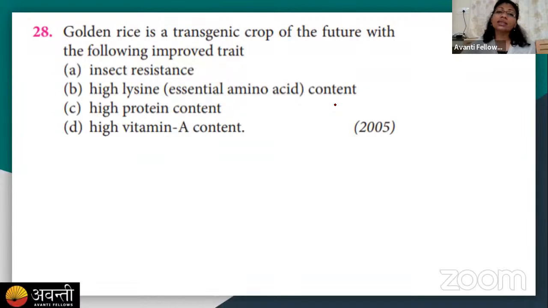The golden rice is a transgenic crop of the future with the following improved trait. Option A, insect resistance; B, high lysine content; C, high protein content; and D, high vitamin A content. Now you have to give the answer: in the golden rice, we have improved the trait which is responsible for what? Give your answer in the chat box.